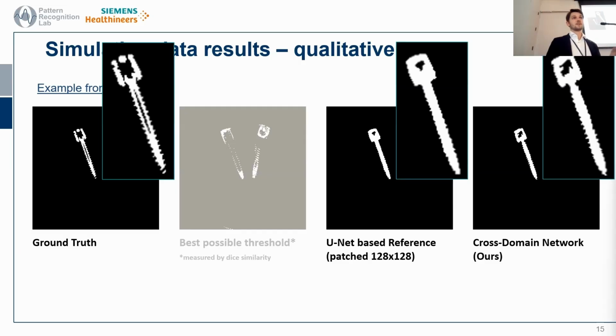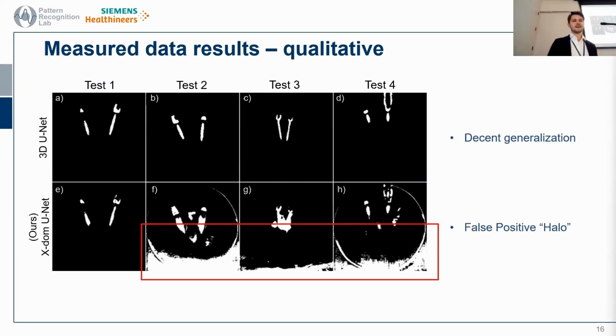What's way more interesting, in my opinion, is trying to throw this model on real data for now. So I did that with 4 different test examples from our measured data set from the same spine cadaver study. In the top row here, we see the volumetric 3D U-Net, and we can see that it has a decent generalization to these measured data sets. All of the screws are segmented pretty clearly. However, our method displays a lot of false positives, which surface as a halo towards the bottom of the image.